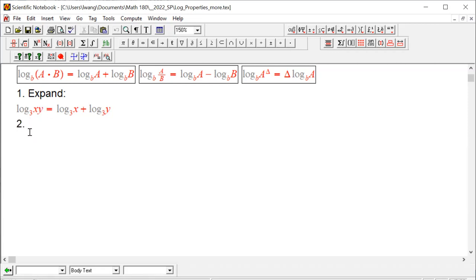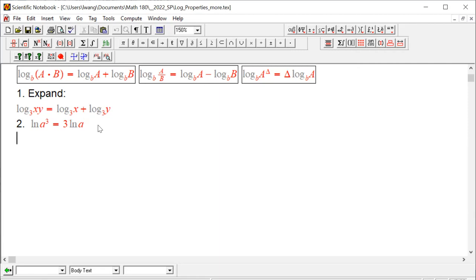Let's look at another example. This one we have is ln of A raised to the power 3. Well, this one is not going to divide into more terms, it's just going to use the power rule. The power is 3, so that equals 3 times natural log of A.